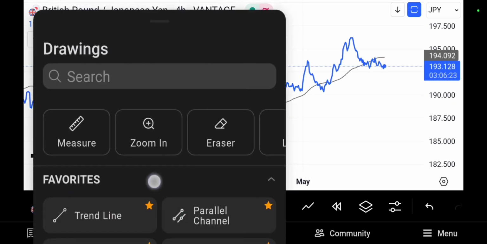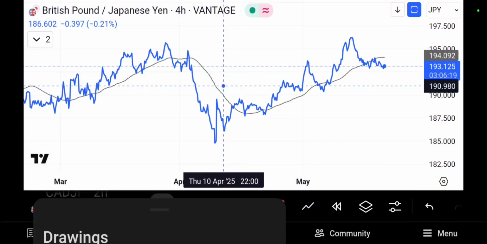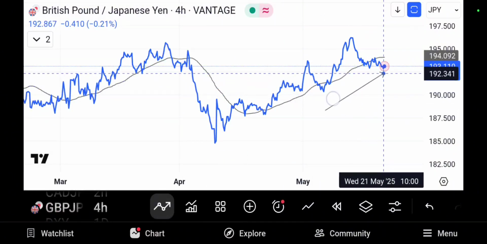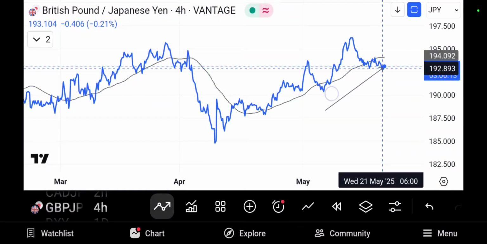So the market now is here. That is where the market is. Now I'm going to draw my lines. Just watch how I do it. I'm going to look at the past.